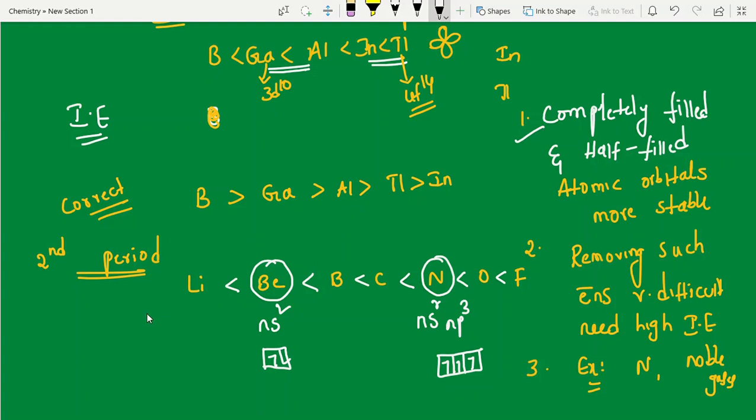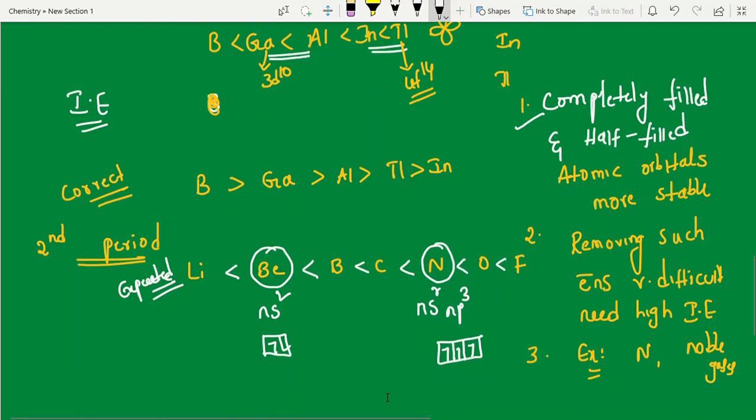Then what is the actual case? This is the expected trend only. Don't just remember this one. To understand this one I have shown it. So what is the actual case? Yes. The actual case.